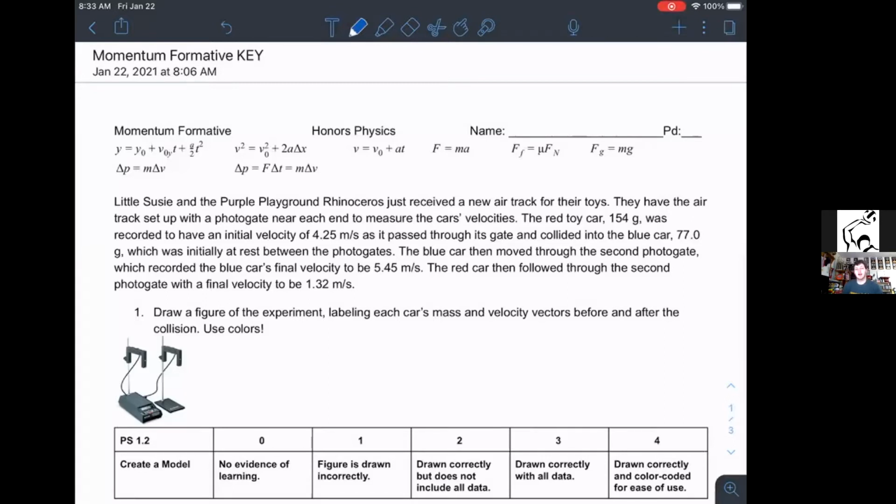The red toy car has a mass of 154 grams and an initial velocity of 4.25 meters per second as it passes through the first photo gate and collides into the blue car, which has a mass of 77.0 grams and is initially at rest between the two photo gates. The blue car then moved through the second photo gate and its velocity was recorded to be 5.45 meters per second, and the red car then went through the second photo gate with a final velocity of 1.32 meters per second.